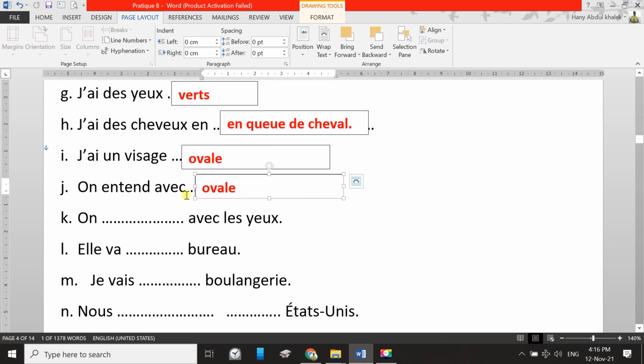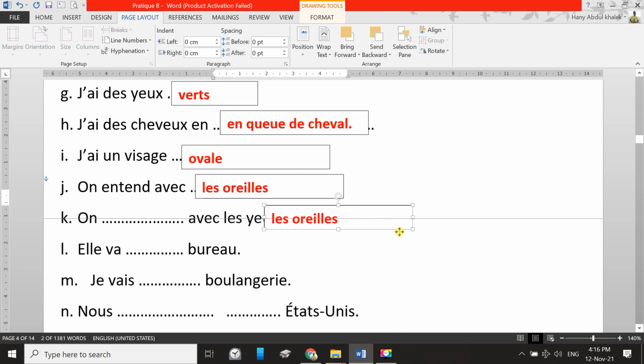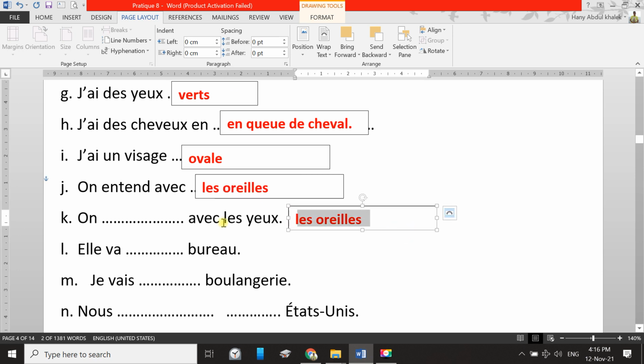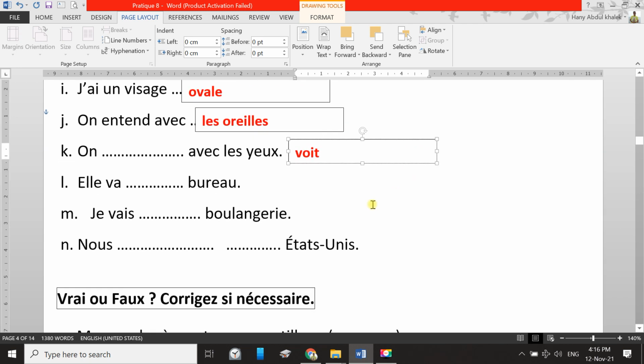On entend, we hear, avec les oreilles. Avec les oreilles, with ears, or the ears. Here, avec les yeux, with the eyes. So here, on voit, and we said it up. On voit, we see with the eyes.